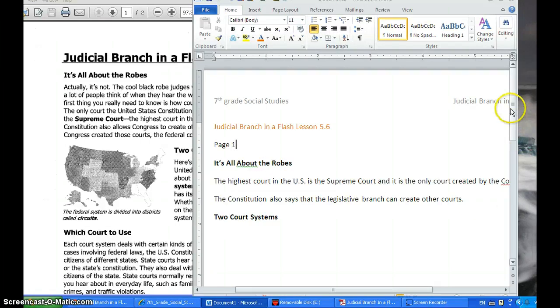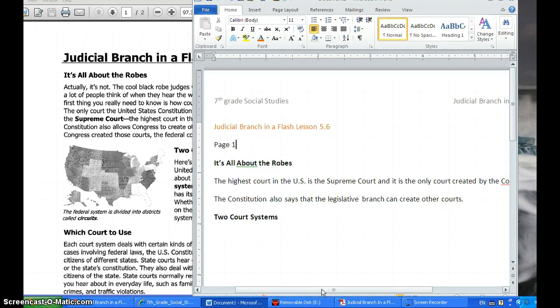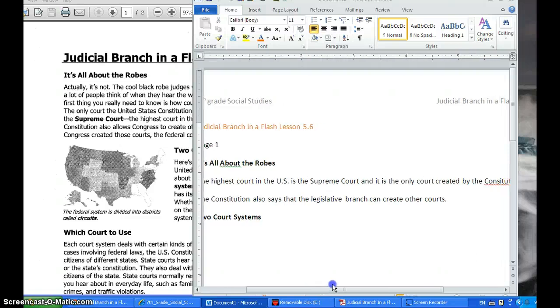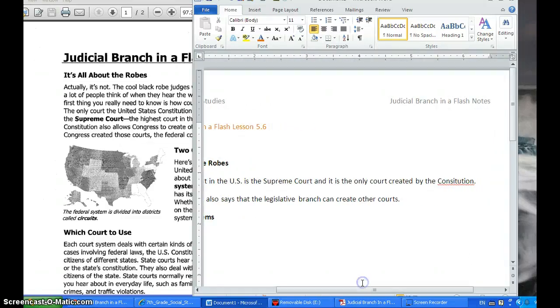Okay, so now that you've read, here are the 2 sentences that I wrote to summarize. That's kind of what you're doing when you're taking notes: summarizing the important parts of your reading. I wrote the highest court in the U.S. is the Supreme Court, and it's the only court created by the Constitution.